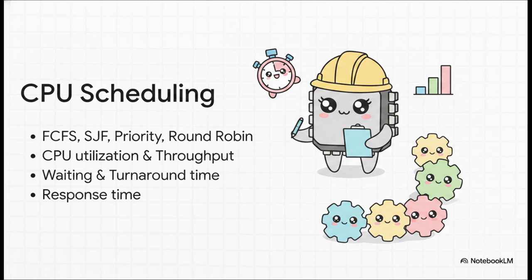To keep this factory totally efficient, the CPU scheduler steps in. It evaluates processes using specific algorithms, like first come, first served, shortest job first, priority scheduling, or round robin, to decide who actually works next. And it absolutely doesn't just guess. It relies on strict performance criteria, precisely measuring CPU utilization, throughput, waiting time, turnaround time, and response time.